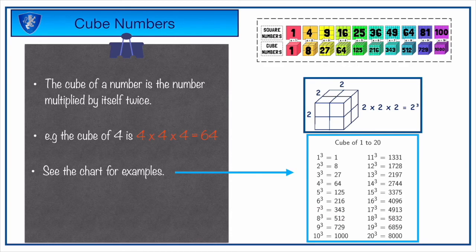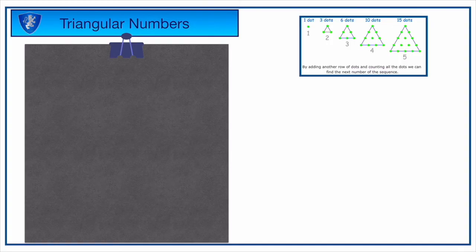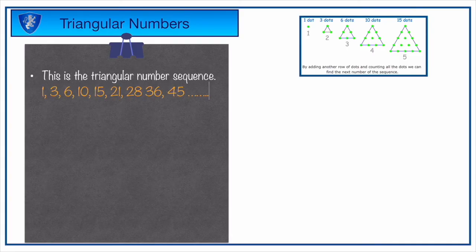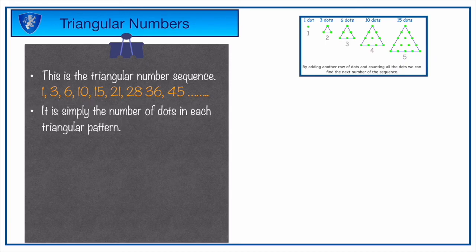And on the right, we've also been shown what a cube looks like: 2 times 2 times 2. Now, let's look at triangular numbers. Triangular numbers are numbers, as you can see here. This is a list of the triangle numbers: 1, 3, 6, 10, 15, 21, and so on. It's simply the number of dots in each triangular pattern.